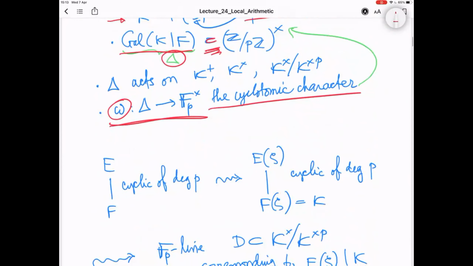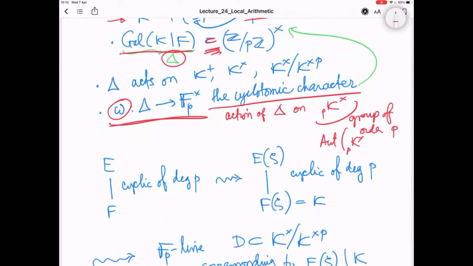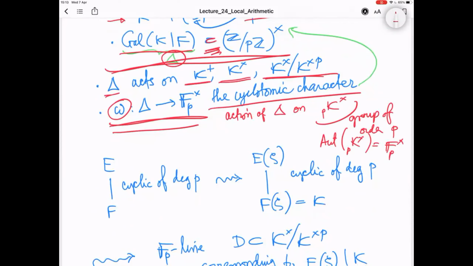Okay, so what is this omega? This is the one which gives the action of delta on K star P, which is a group of order P. So the automorphism group of any group of order P can be identified with FP star. That's why you get this inclusion here, or this cyclotomic character. Anyway, so this delta acts on the additive group, the multiplicative group, and the multiplicative group modulo pth powers.